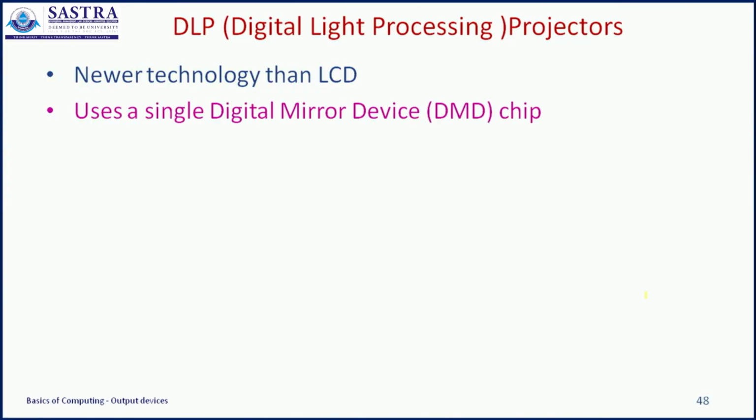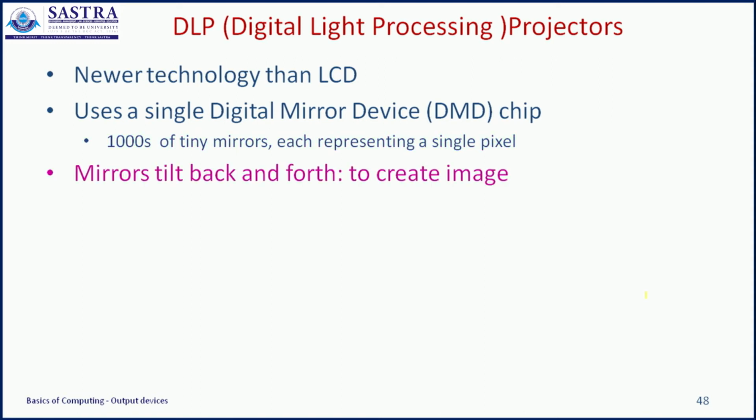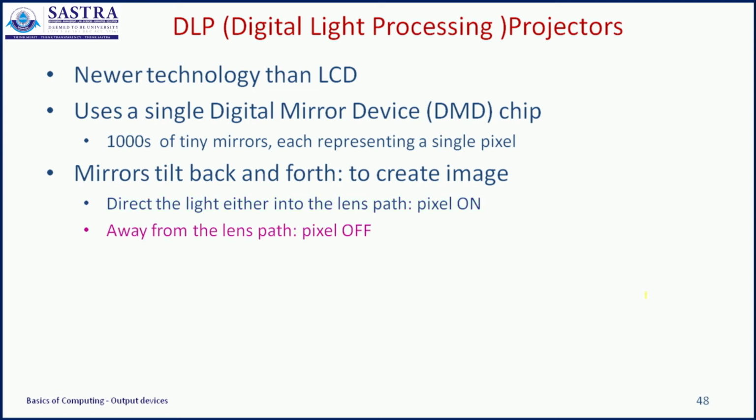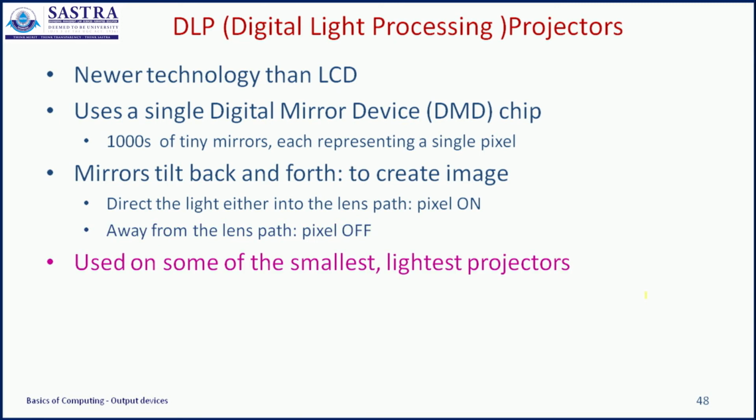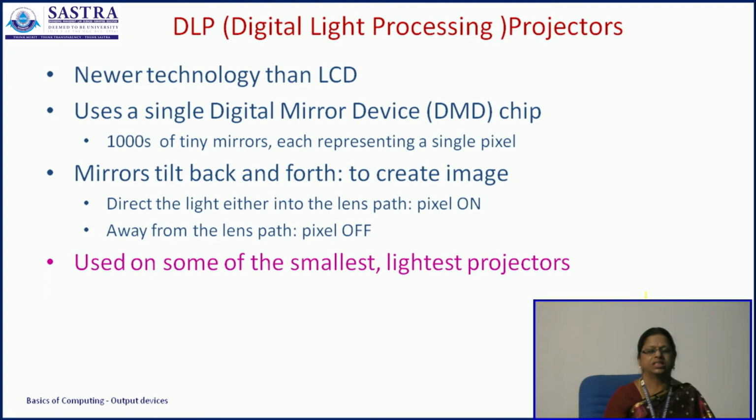DLP projectors are newer technology than LCD. It uses a single digital mirror device, we call it the DMD chip. It consists of thousands of tiny mirrors, each representing a single pixel. The mirrors tilt back and forth to create the image, which directs the light either into the lens path for the pixel to be turned on, or away from the lens path wherein the pixels are turned off. These kinds of DLP projectors are used in some of the smallest or lightest projectors. It can handle video images very well.